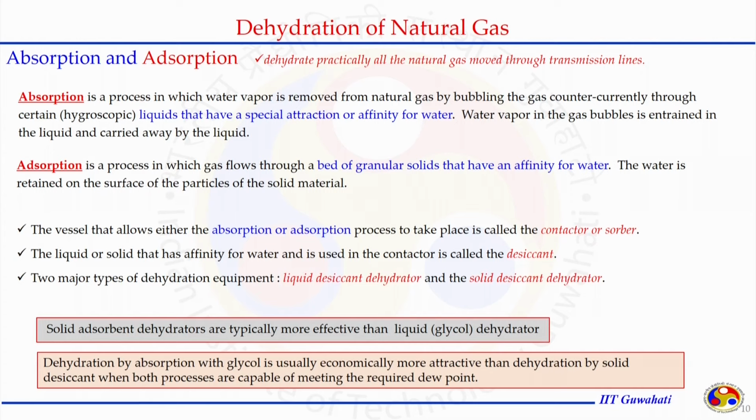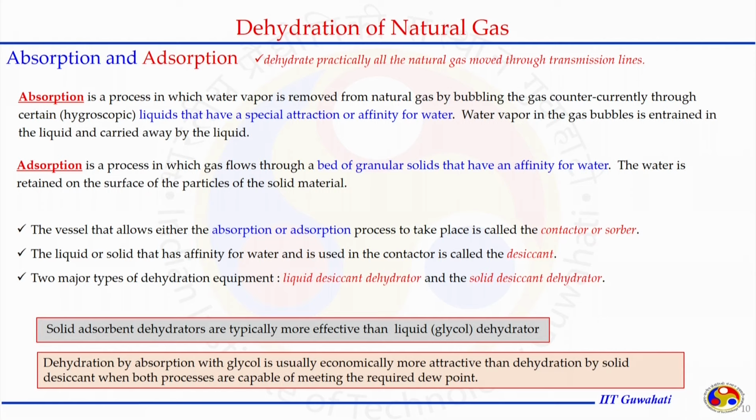So, absorption is a process in which water vapor is removed from natural gas by bubbling the gas countercurrent through a certain choice of liquid, those having special affinity towards water, and those liquids are able to separate the water component selectively from the natural gas. Water vapor in the gas bubble is entrained in the liquid and carried away with the liquid out of the column where they are getting contacted.